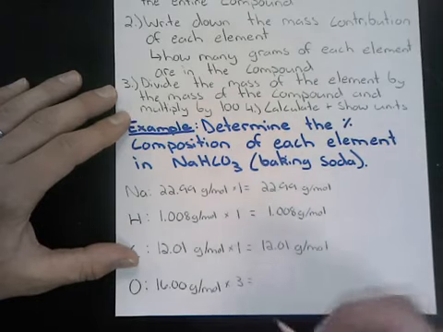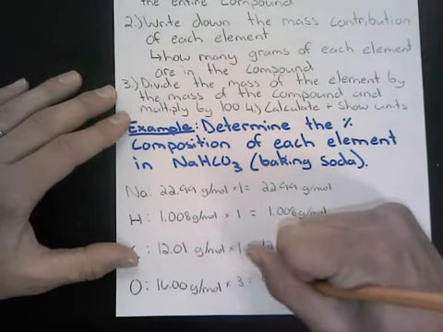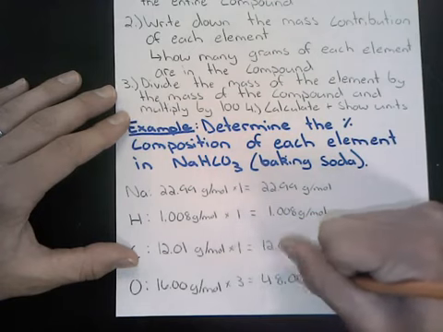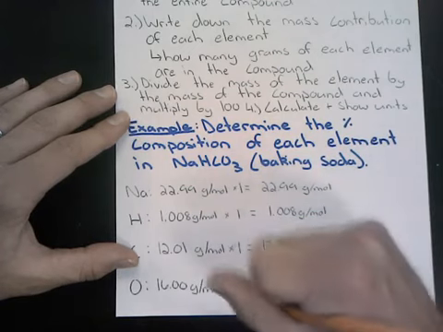And remember, oxygen rounds to exactly 16.00 grams per mole. And you multiply it by the number of oxygens in our chemical formula. So you multiply it by 3. 16 times 3, you can punch it into your calculator, but 16 times 3 is 48 grams per mole.